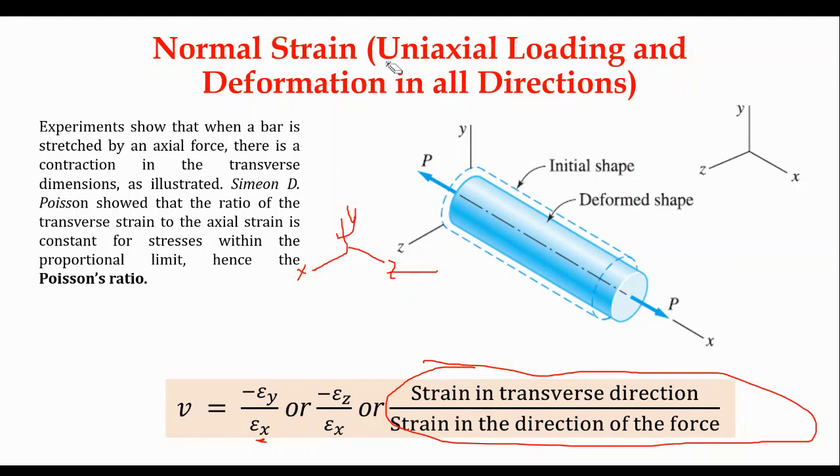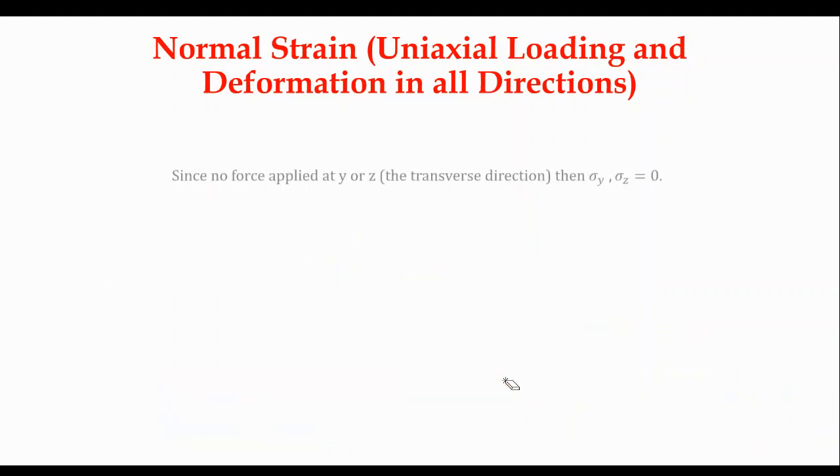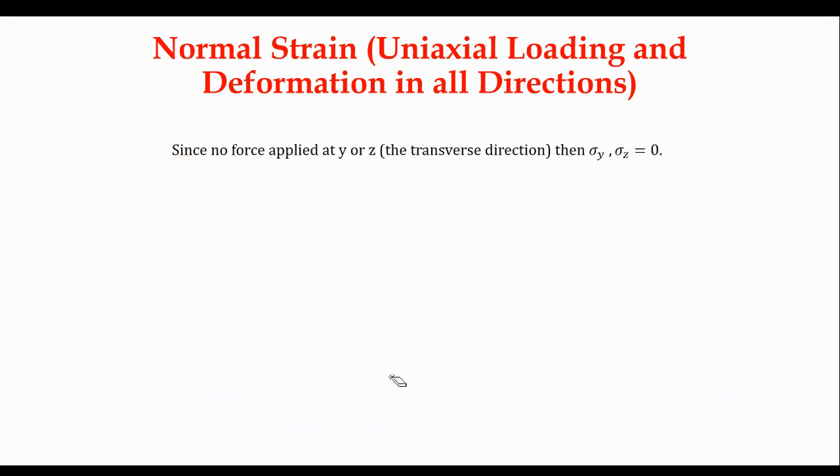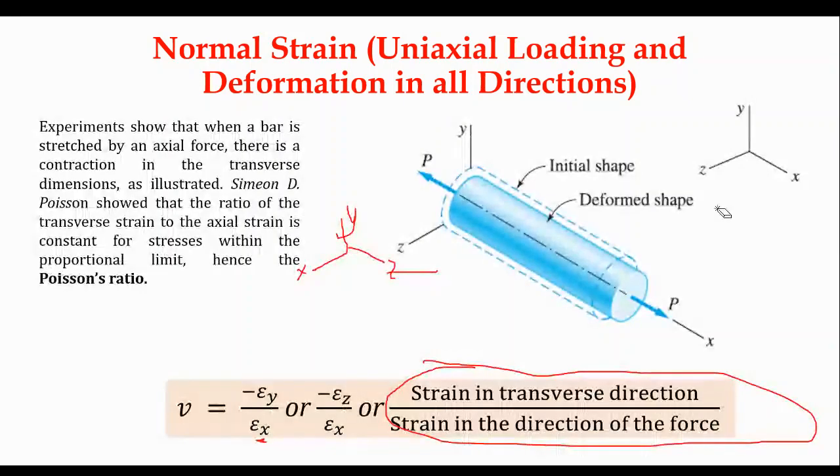But for this topic, uniaxial loading pa lang, meaning sa isa lang ka direction pa ang application sa load. We will talk kung duha na ka direction or tulo na ka direction. Basta ang strain is all direction. Okay. Since no force applied at y or z, then the stress at y and z is equal to 0. Tama. Kasi 'di ba, sa figure na 'to, ang load is only applied sa x. So therefore, there is only one stress.